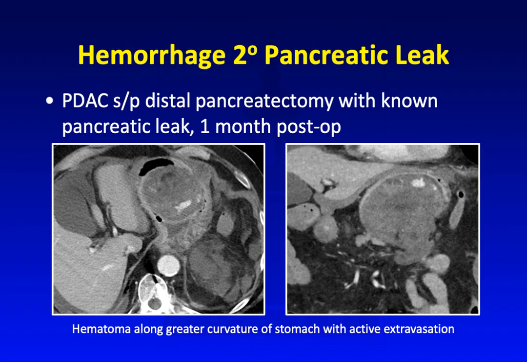Hemorrhage can also be due to a pre-existing pancreatic leak because the pancreatic juices are very erosive and they can break down the vasculature. So this person had a distal pancreatectomy with known pancreatic leak, and now the pancreatic juices have eroded through some of the vessels and have caused active bleeding along the greater curvature of the stomach.